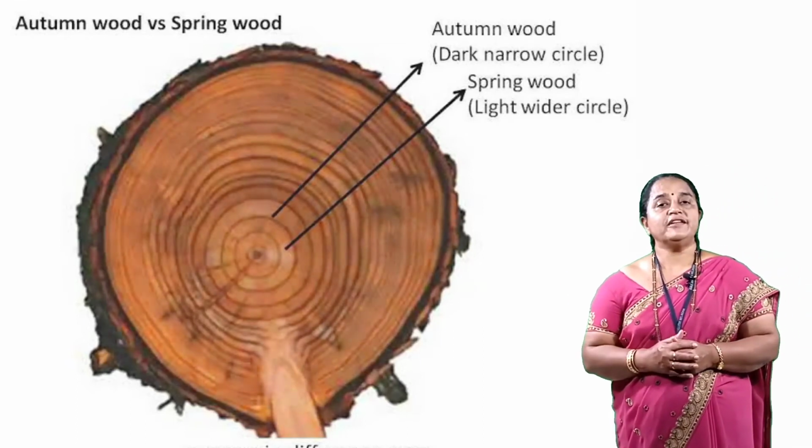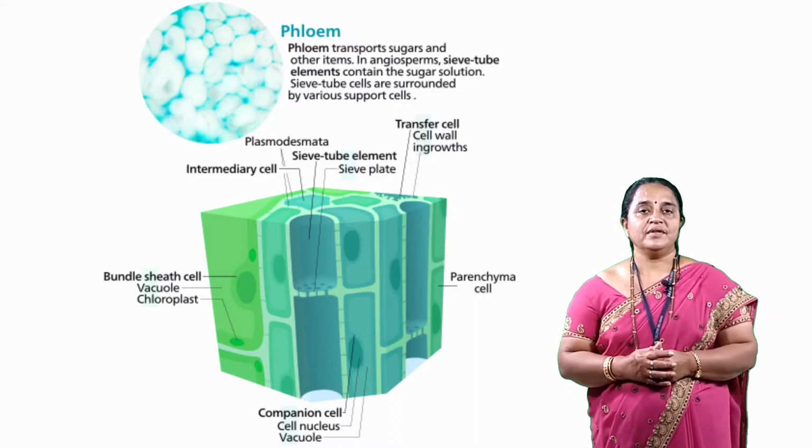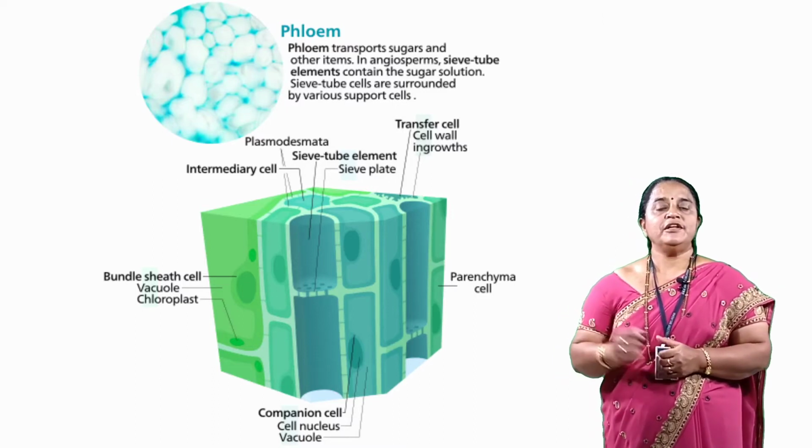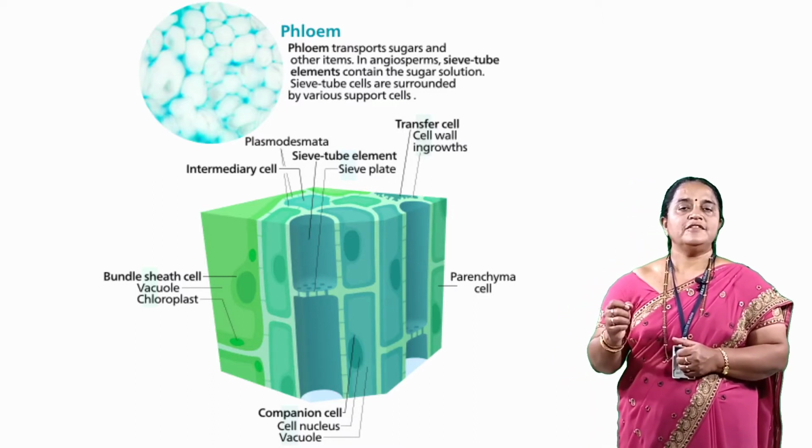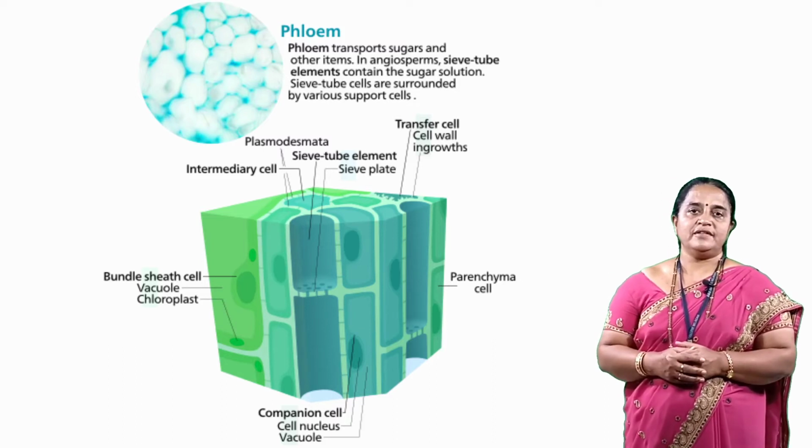The next complex permanent tissue is phloem. Phloem is commonly known as bast. This phloem is composed of three elements.